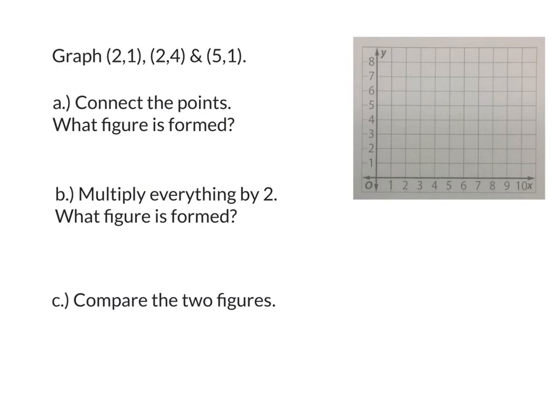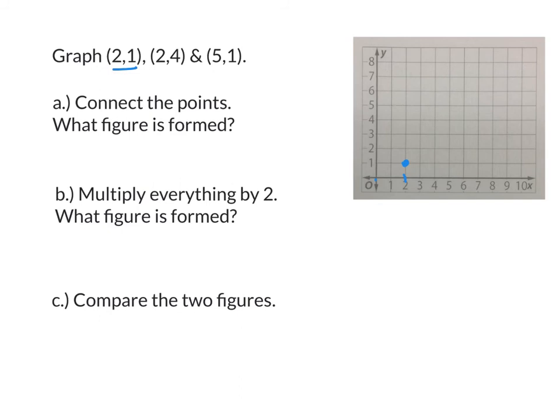There's another tricky problem on the back side of the worksheet here. In problem 17, it says to graph the 3 points 2, 1, 2, 4, and 5, 1. So let's do that. If we take them one at a time, 2, 1 means we start at the origin and we go over 2 and up 1. So we'll put a dot right there.